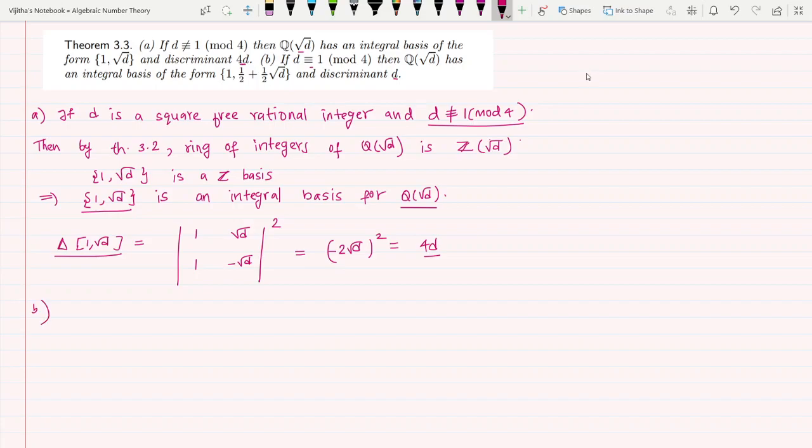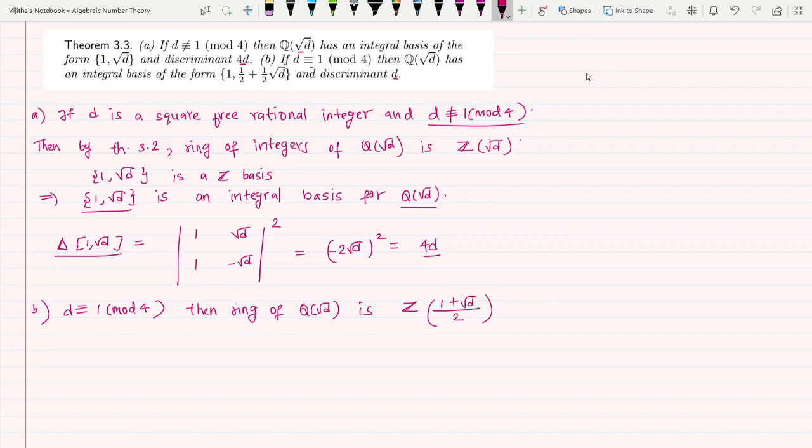Now we will see the B part. So in the B part, we will assume that D is congruent to 1 mod 4. Then by the previous theorem, we know that the ring of integers of Q of root D, by theorem 3.2, we will get this as Z of half plus half root D. That is 1 plus root D by 2.